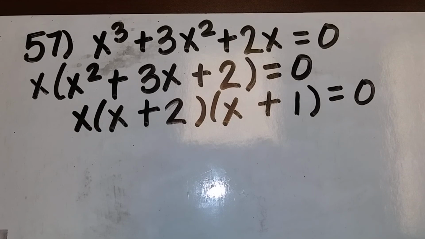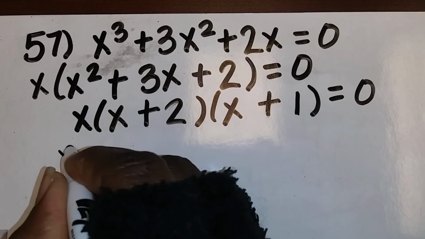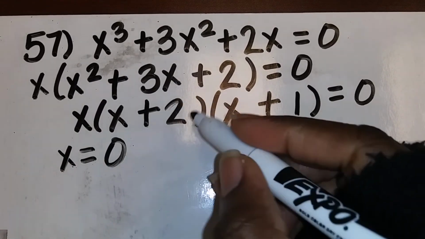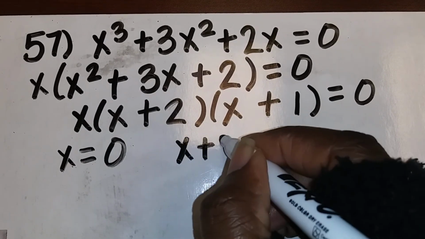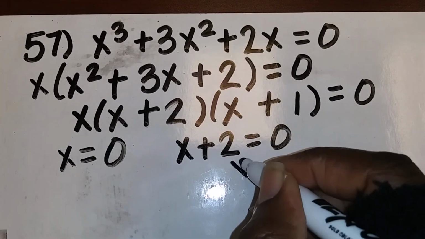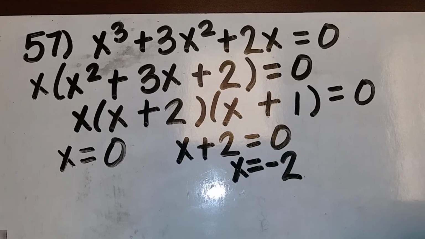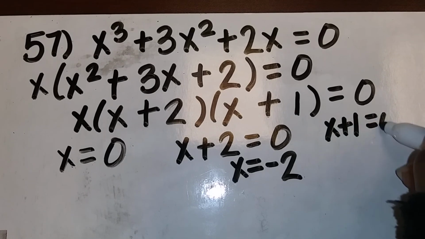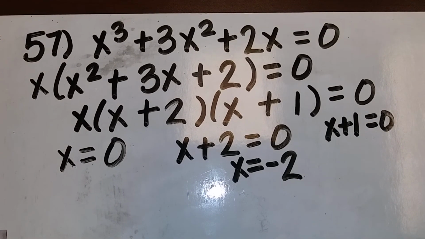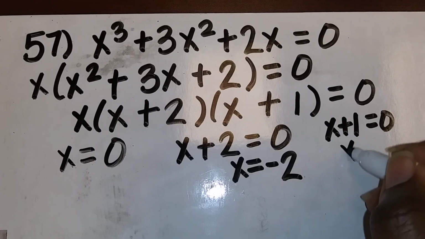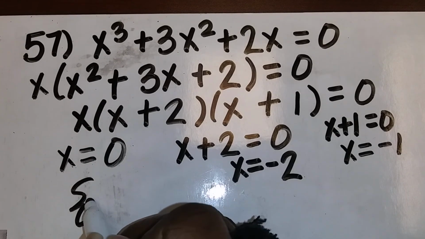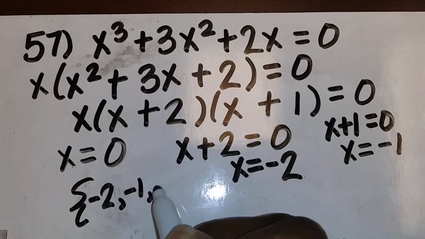What is my degree? My degree is 3. That means I'm going to have 3 answers for x this time. My first answer is x equal 0. So I took my x here and said equals 0. My next parentheses, I'm going to say x plus 2 equal 0. So x equal minus 2. My last one, x plus 1 equals 0. We're going to subtract 1 on both sides. So my 3 solutions are negative 2, negative 1, 0.